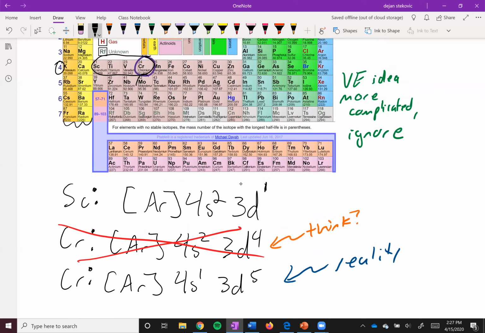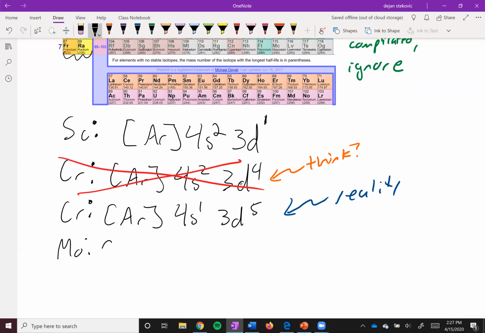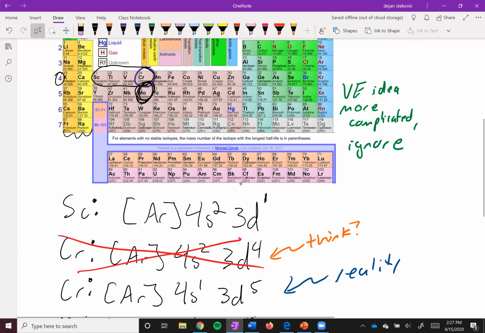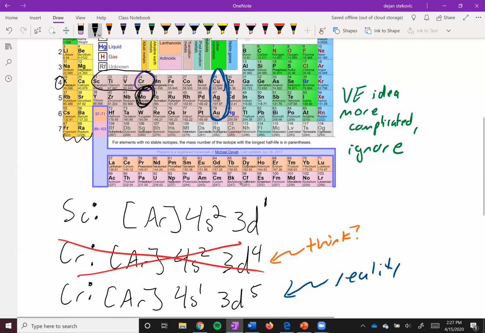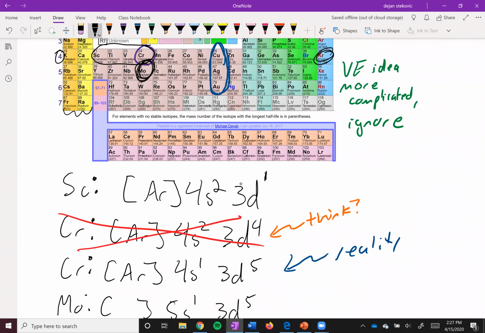And the same thing happens for molybdenum. Molybdenum is right under chromium. So you might think it's 5s2, 4d4, but it's not. It's 5s1, 4d5. So that's weird. Some exceptions there. Some other transition metals are pretty normal. And then we get over here. Copper, silver, and gold. They're also weird. So let's take a look at copper. Again, just like argon. Whoops, molybdenum shouldn't be like argon, my bad. Molybdenum should be krypton.